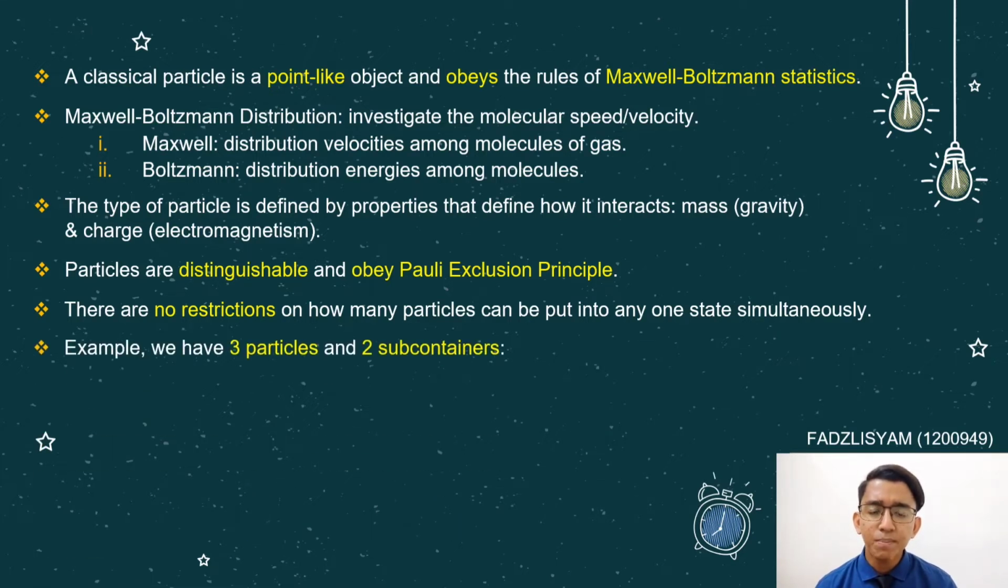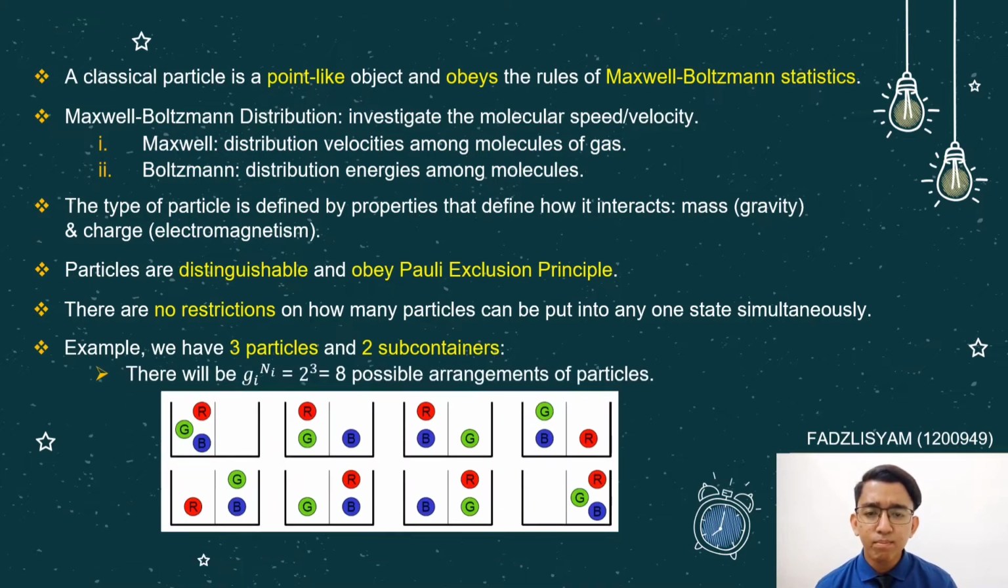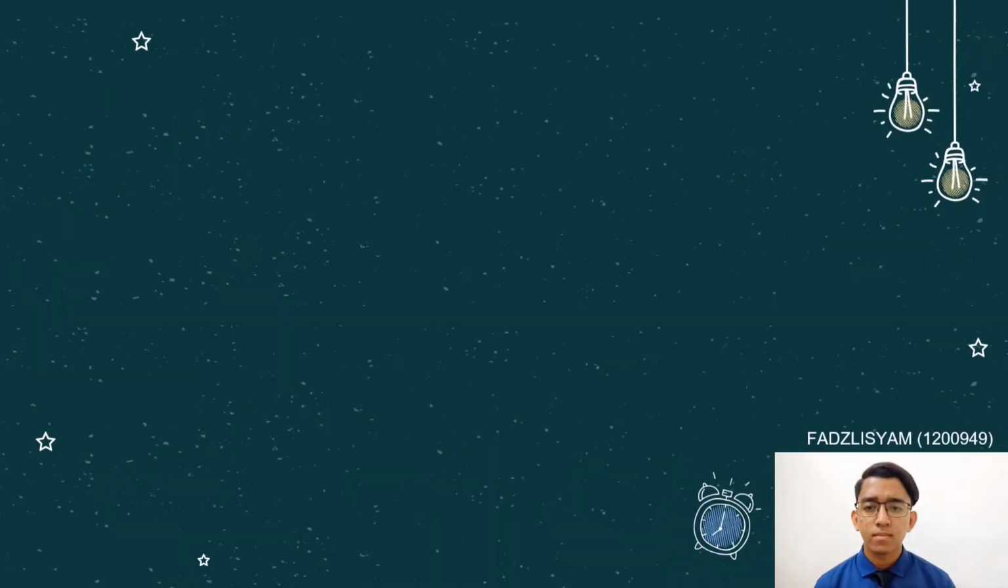For example, we have 3 particles and 2 subcontainers. How many arrangements of n particles in these g subcontainers are possible? There will be 8 possible arrangements of particles. Therefore, if our system has a particular state that has a particular degeneracy, there is an additional multiplicity for that particular state.